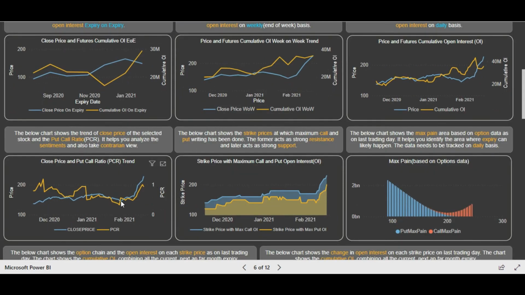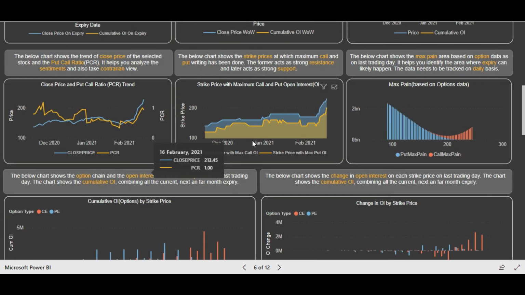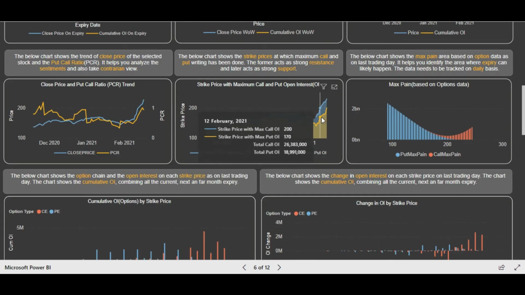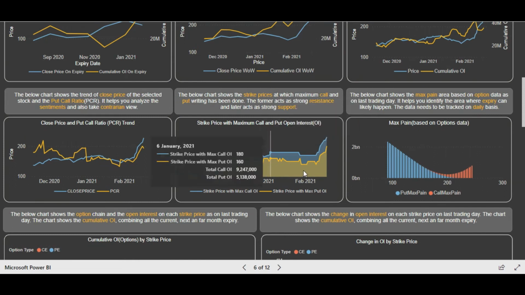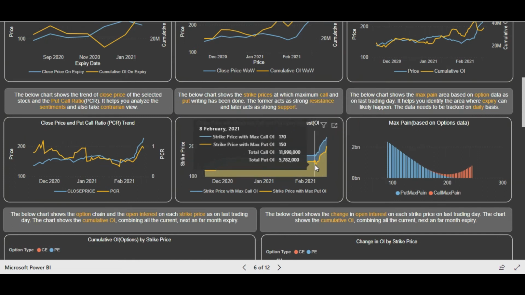And you also see that the PCR is increasing. We have already discussed in the PCR videos that if the put call ratio is increasing and the stock price is increasing, that is a highly bullish scenario. And also you can see the option chain. In this graph we show the two strike prices which have the maximum put OI and the maximum call OI, just to indicate the major support and resistance levels.